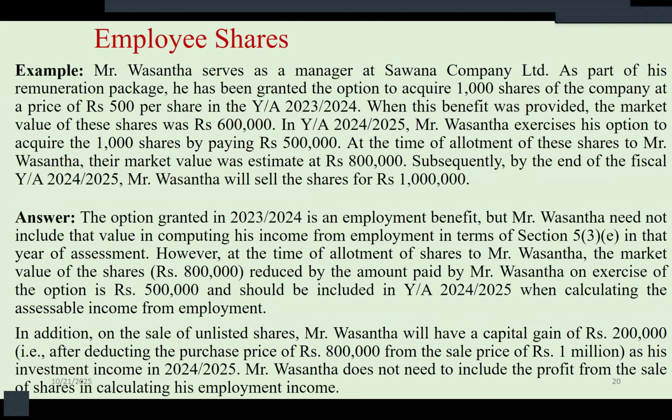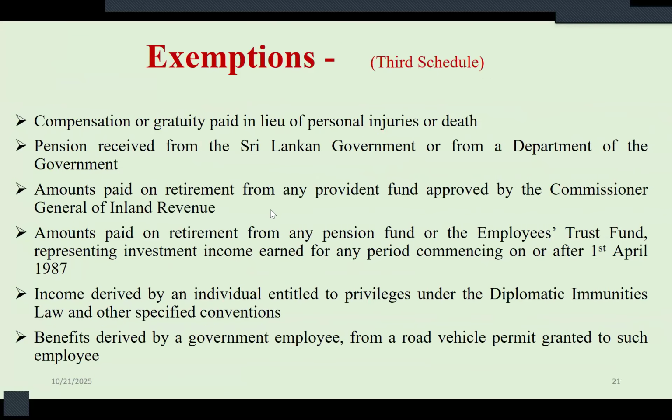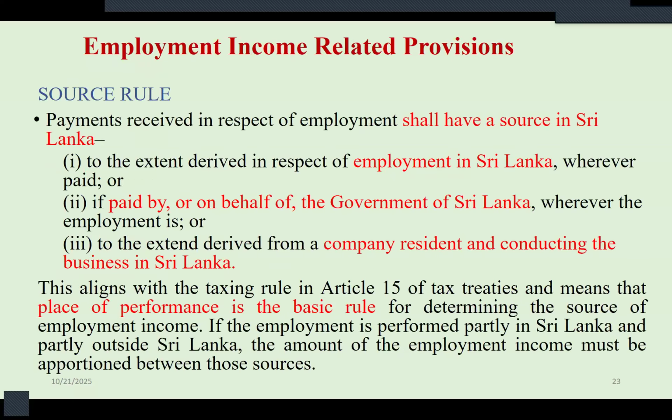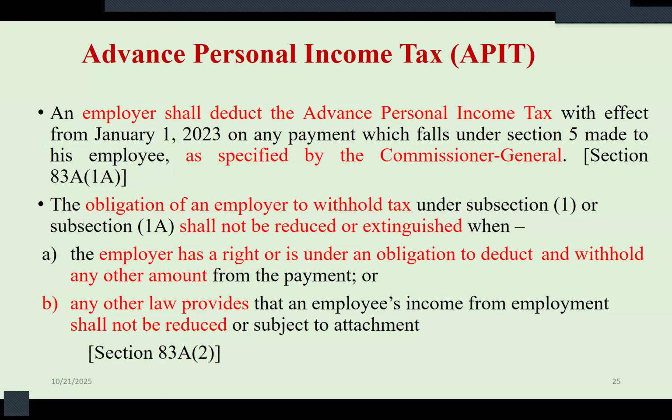In addition to that, I explained about some exemptions. So these are the exemptions. Those exemptions are provided under the third schedule. So after that, I explained that deductions are not entitled for the employment income. Then the accounting basis, that is cash basis. So cash basis means when we are receiving some income, if it is in respect of the employment, then we have to consider it at the time of receipt of that income for the identification of the employment income. Then the source rule, then advance personal income tax.